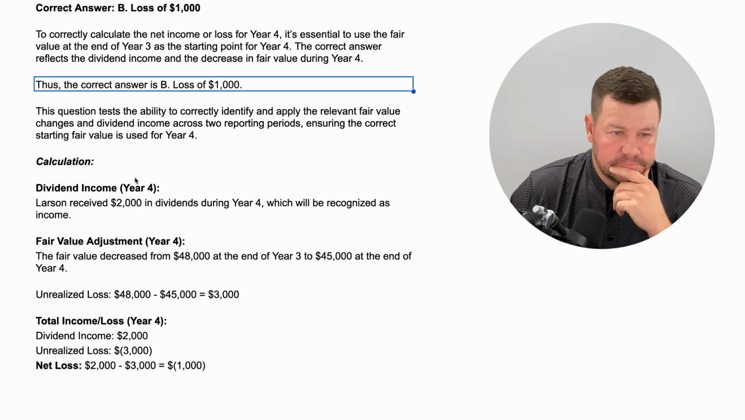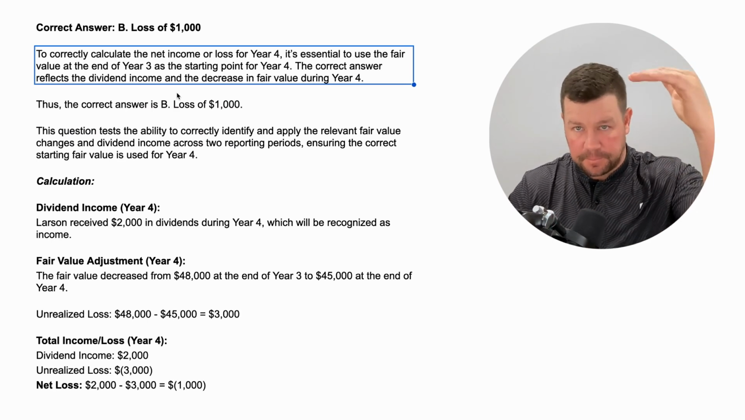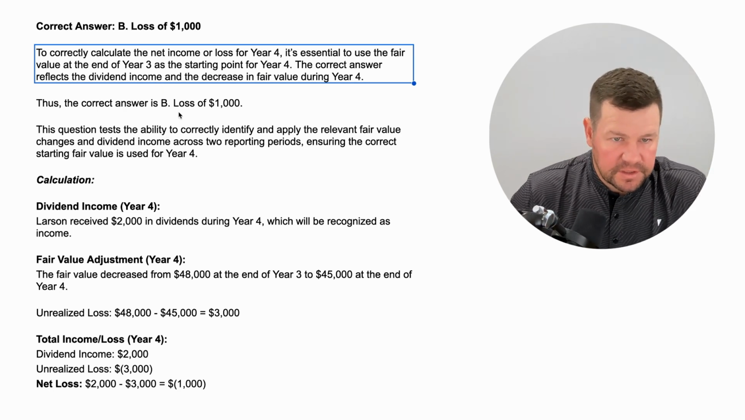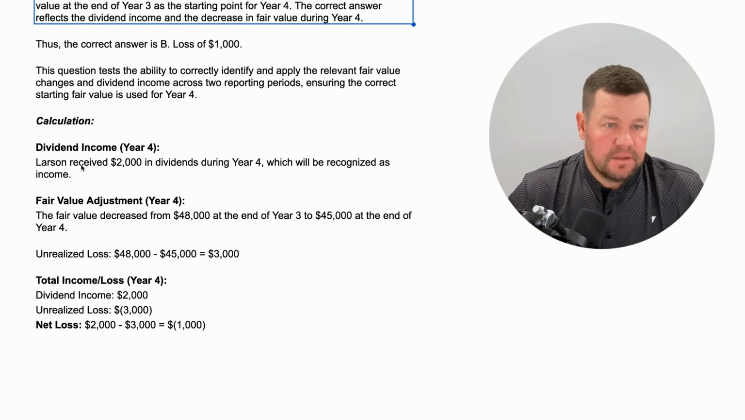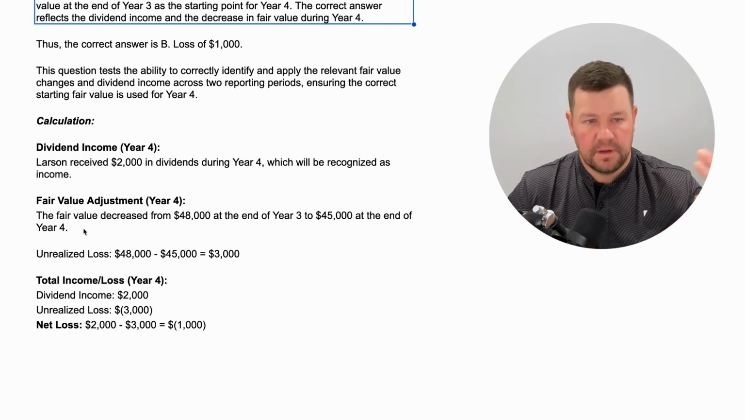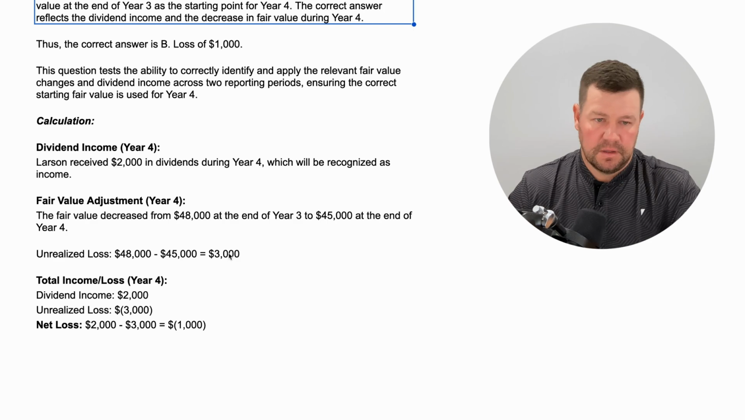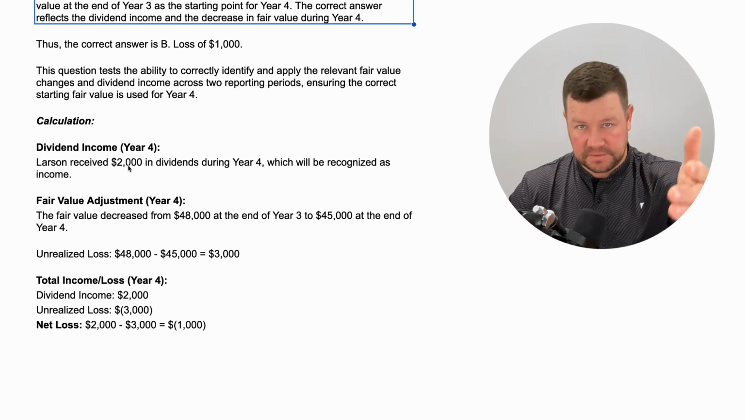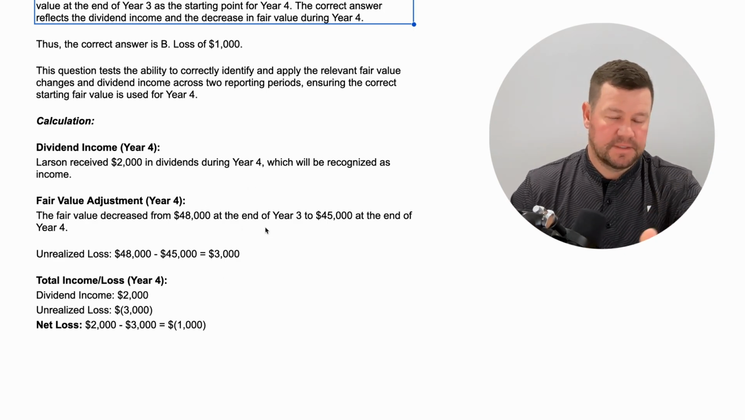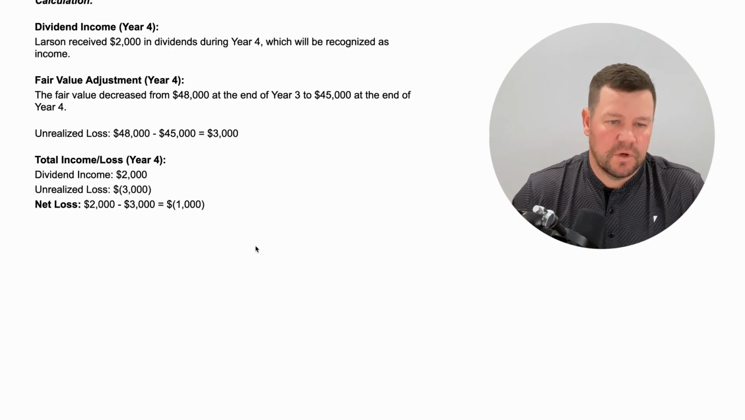Again, if you understood the three previous questions, this is fairly straightforward. So we don't need to read this whole explanation. I think you get it. They received the $2,000 in dividends. That would be recognized as income, except for the fair value decrease from $48,000 to $45,000. So you net those two, the $3,000 loss and the $2,000 of dividends, and you're left with a $1,000 net loss. That would be, I guess, taken away from their income in the income statement. So let's go on to question 5.